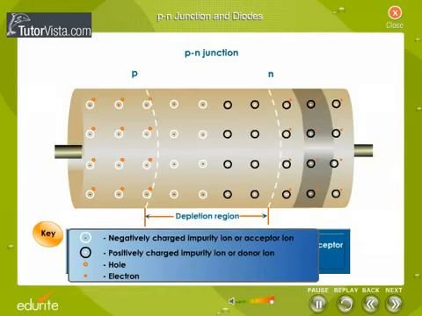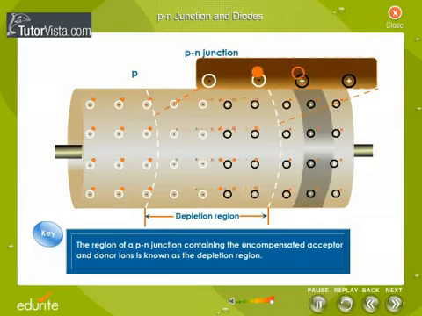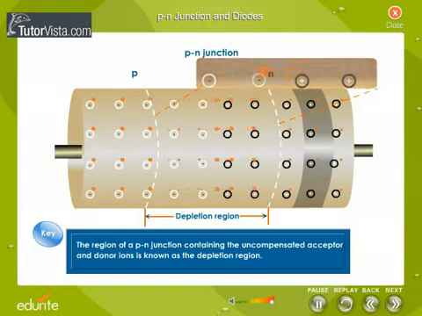The region of a PN junction containing the uncompensated acceptor and donor ions is known as the depletion region. This region is named so because it is depleted of mobile charge carriers. The holes trying to enter the P region are repelled by the uncompensated positive charge on the donor ions, and the electrons trying to enter the N region are repelled by the uncompensated negative charge on the acceptor ions.